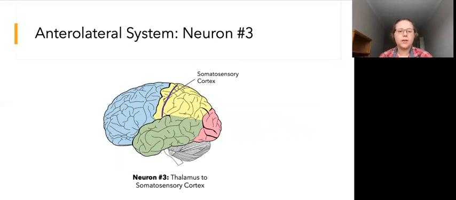As with the dorsal column system, neuron number 3 travels from the thalamus in the brain to the somatosensory cortex, allowing processing of the sensory stimulus.